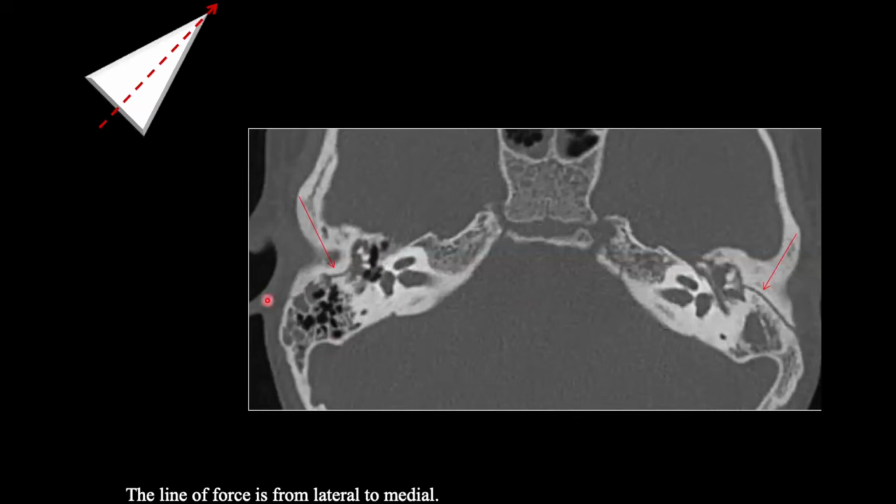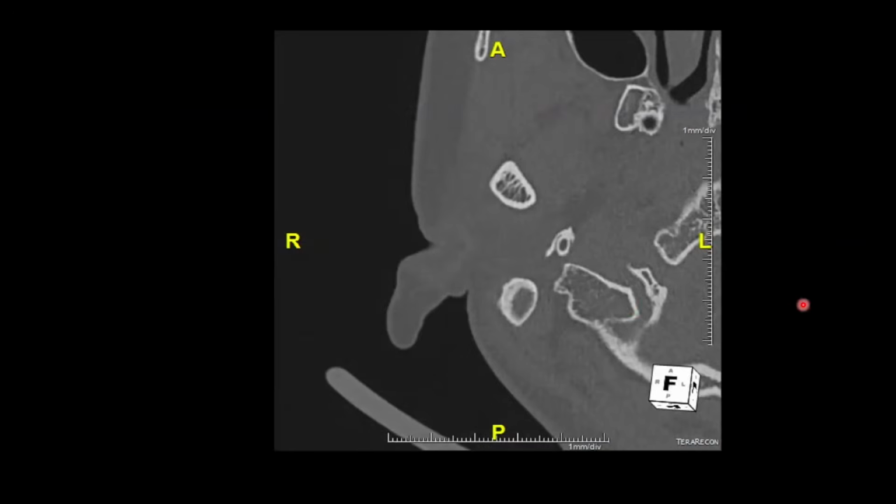Okay, so longitudinal fracture with ossicular chain disruption. The line of force is from lateral to medial. Between otic sparing and otic violating, or between longitudinal and transverse fractures, longitudinal is common and comprises 70% of the fracture lines. Now let's go on to the stack of images. You're going from down up.